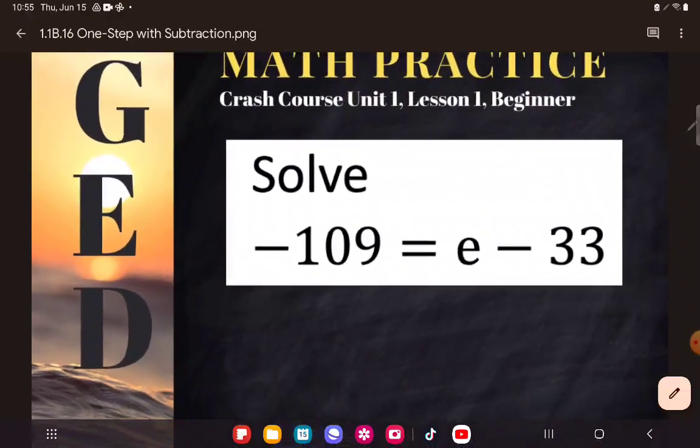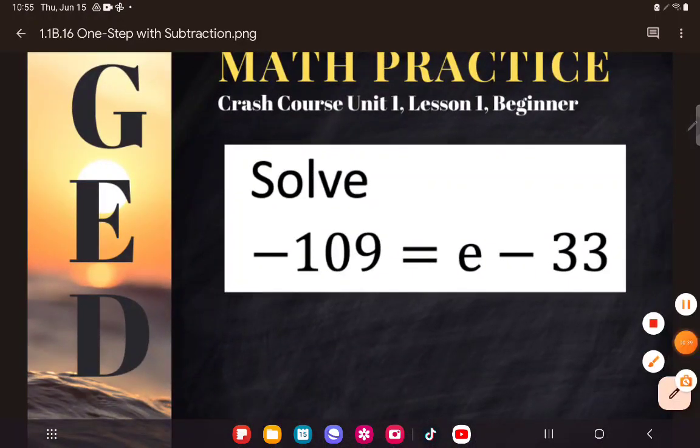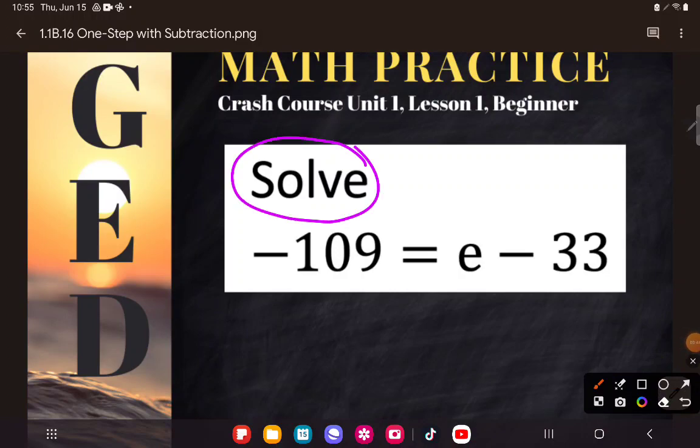Okay, so remember, solving an equation means to figure out what the letter is equal to. We're figuring out the mystery of the unknown number here. And to do that, we're just going to get the letter alone. If I have E alone on one side of the equal sign, then I know what E is, or what E is equal to.